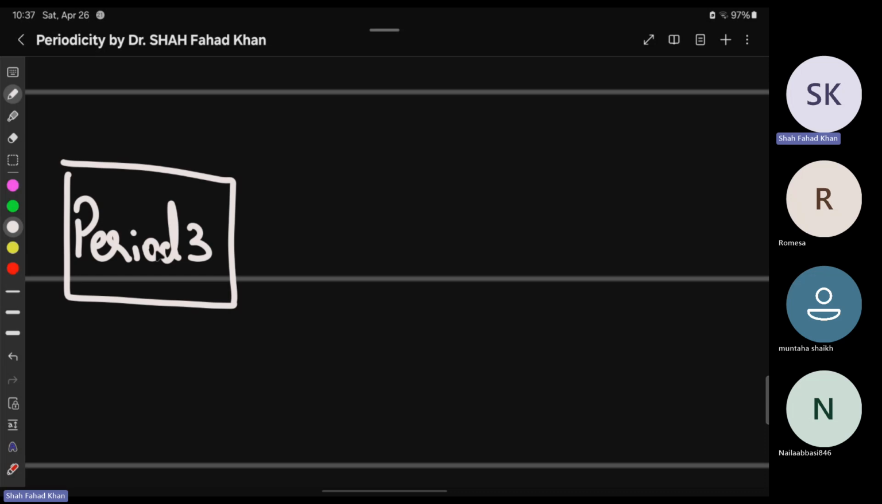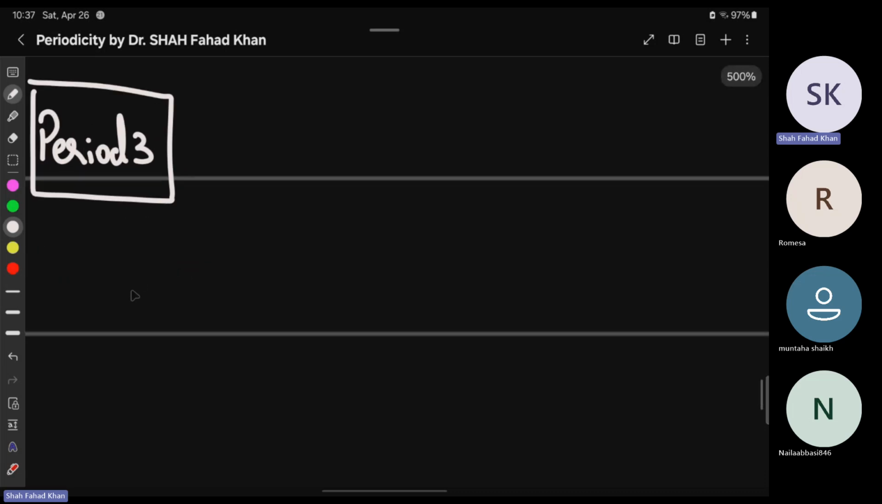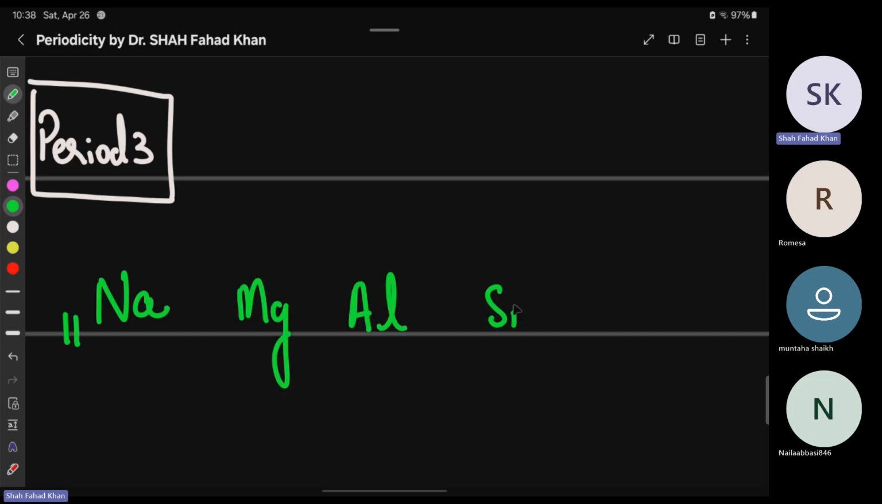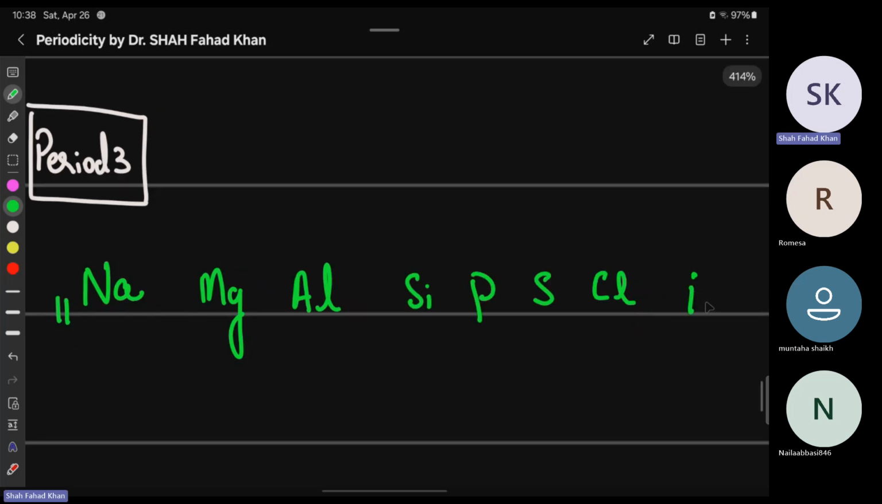Even though ionization energy should constantly increase across a period based on the general trend, there are a few exceptions to the general trend. Period 3 starts from sodium. After sodium comes magnesium, then aluminium, silicon, phosphorus, sulfur, chlorine, and argon. We can add the number of protons accordingly: 11, 12, 13, 14, 15, 16, 17, 18.